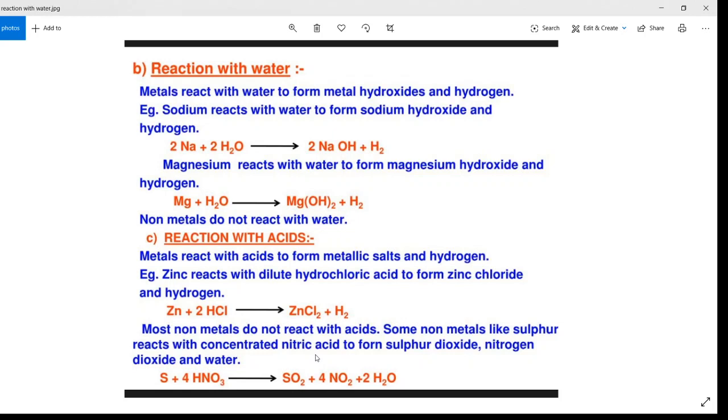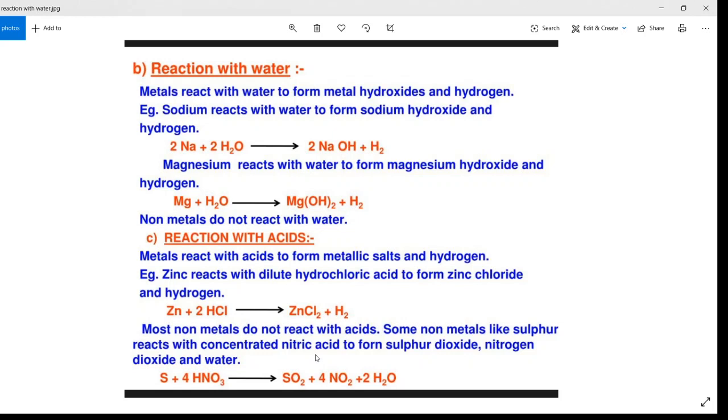Non-metals generally do not react with acids. There is only one non-metal, which is sulfur. It reacts with concentrated nitric acid to form sulfur dioxide, nitrogen dioxide and water. So sulfur is the only non-metal which reacts with acids, and all other non-metals do not react with acids.